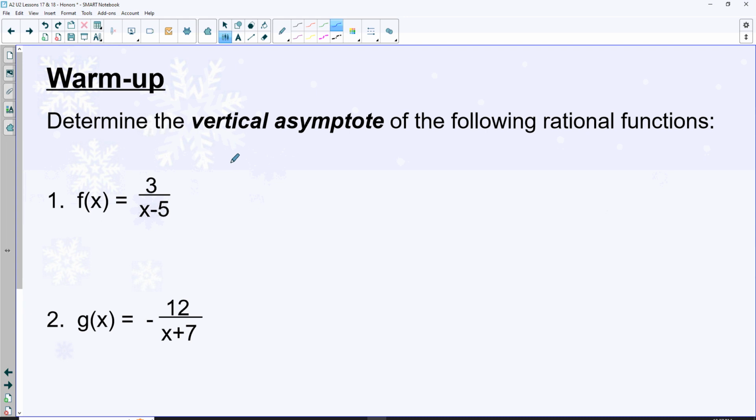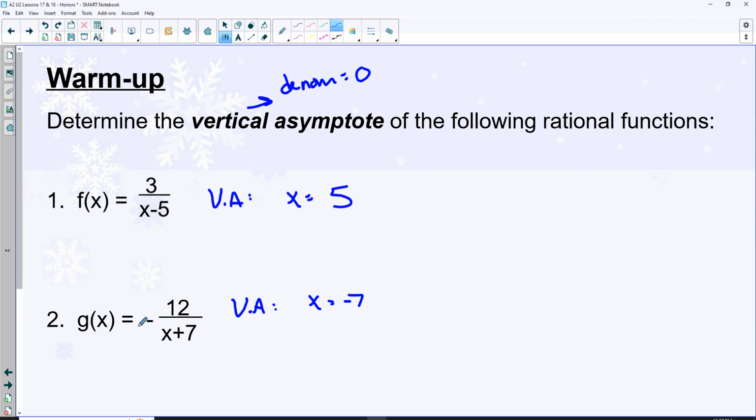Determine the vertical asymptote of the following functions, okay? Remember, vertical asymptote is essentially when is the denominator equal to 0? So for the first one, x will be 5 because 5 minus 5 is 0. How about this one? Careful, negative sign has no effect. Vertical asymptote, x equals negative 7.